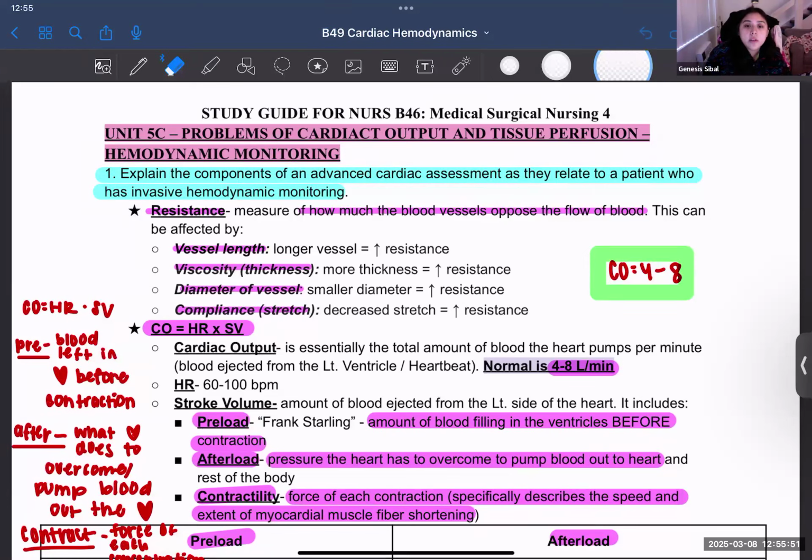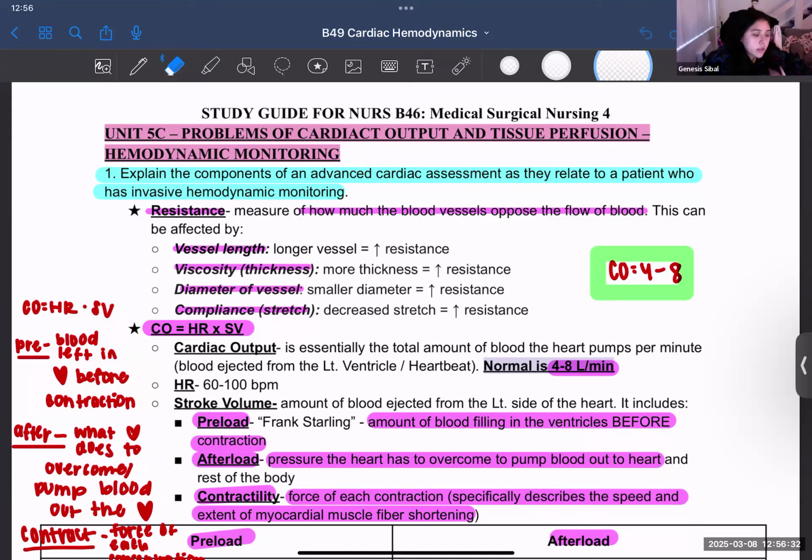That's affected by the vessel length. The longer the vessel, the more resistance you can have. Viscosity, thickness: the more thickness, the more increased resistance. And then the diameter of the vessel, same thing. If you have a smaller diameter, you have more resistance. Compliance is your stretch, how much of that stretchy factor we have, just like how our heart has that. Decreased stretch, more resistance. So everything makes sense: longer vessel, more; more thickness, more; smaller diameter, more; decreased stretch, more.